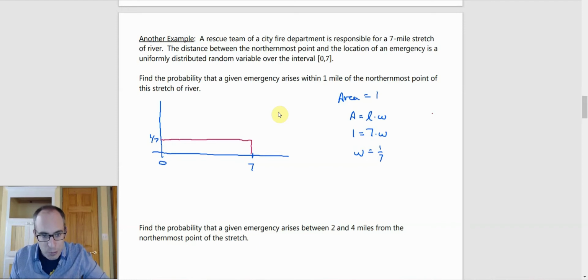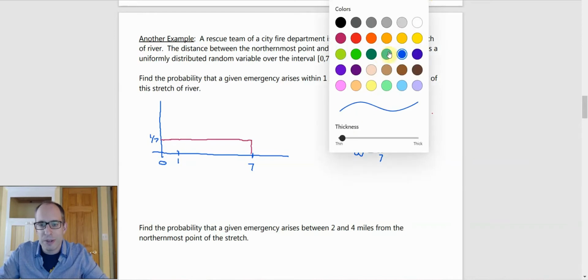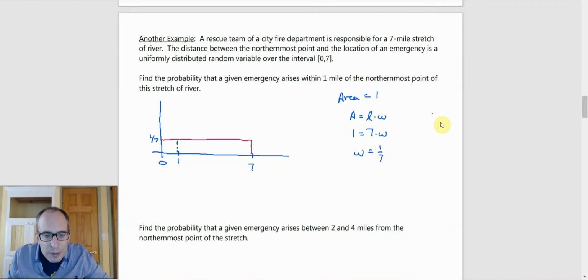Okay, so I guess 1 is maybe about here. And then what we're looking for is, let me do this in a different color. Forest green, that sounds good. All right. So I'll make the dotted line there at 1 because we want 1 or less. So we're looking for this right here. And so we just have to figure out that probability.